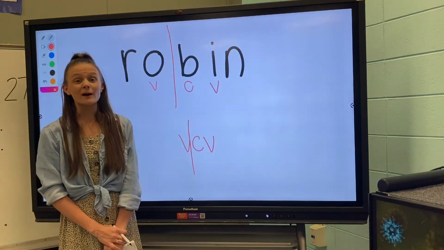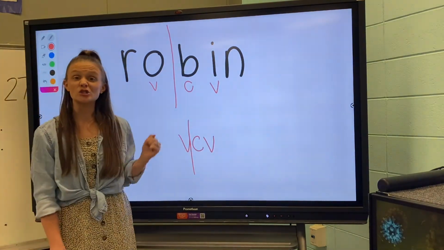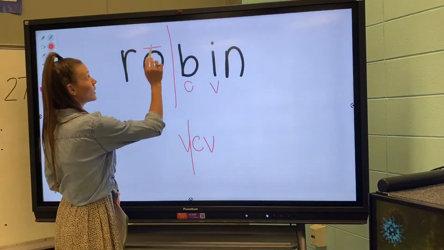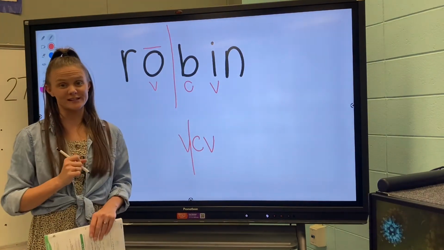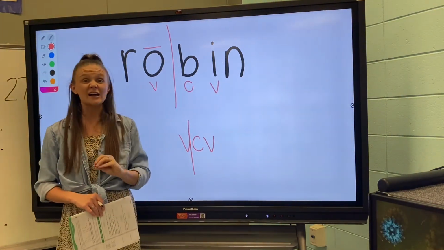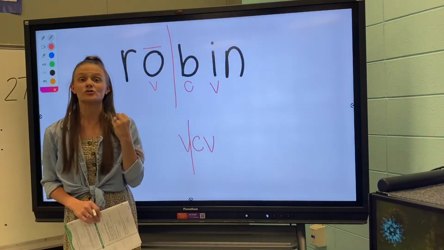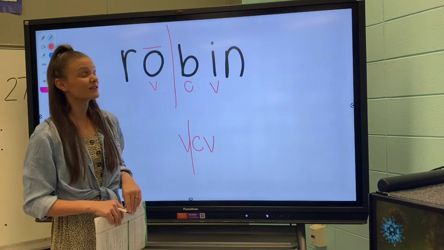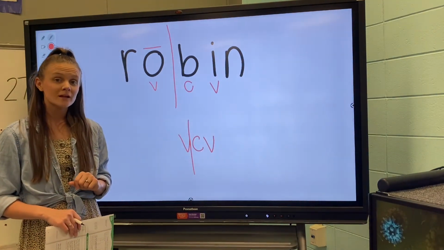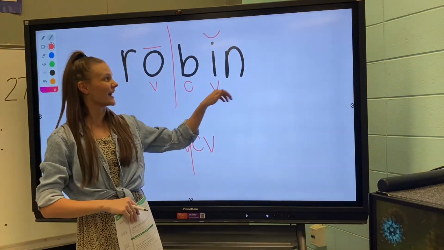Based on where we have our division line right now, is my O going to be long or short? Yes, it's going to be long because there's no door closing on it. This division line means this part is separate and it cannot act as a door closing on letter O, meaning that it is screaming its name. What about our letter I? Is that going to be short or long? Yes, it's going to be short because it does have a consonant after it.